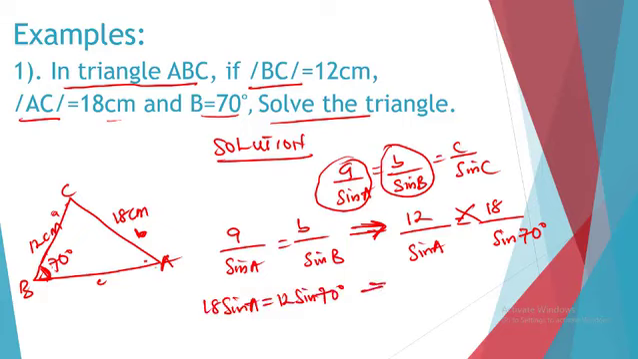Then we have sine A equal to 12 sine 70 all over 18. That is making sine A the subject of the formula. Let's go over to the next page. We have sine A equal to 12 sine 70 all over 18. Let's now find the value of sine 70.